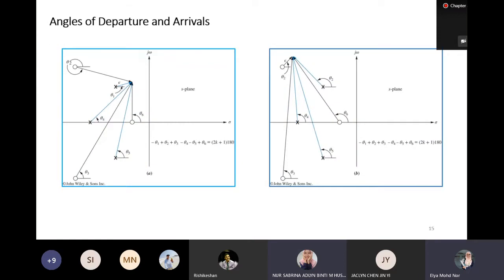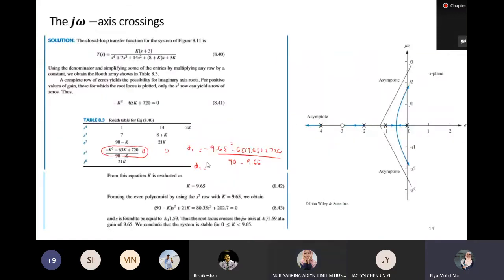Right? Who is that? Sabrina. Thank you, Sabrina. Okay, so you get 0, right? So after this 0, we look at up here as to the power of 2. Then we put in the forming the even polynomial with K 9.65, then it will get like this.